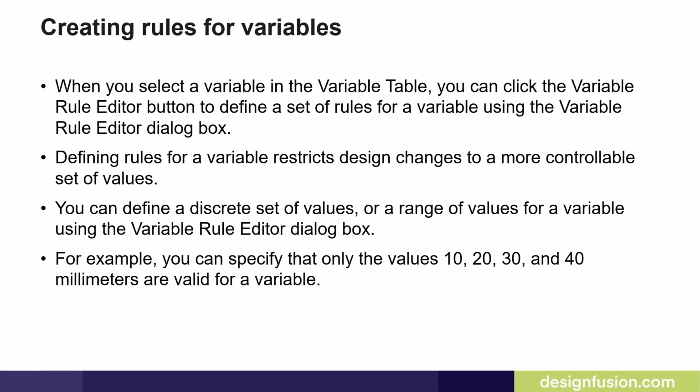When you select a variable in the variable table, you can click the Variable Rule Editor button to define a set of rules for a variable using the Variable Rule Editor dialog box. Defining rules for a variable restricts design changes to a more controllable set of values. You can define a discrete set of values or a range of values for a variable using the Variable Rule Editor dialog box. The slide shows an example of a discrete list of values of 10, 20, 30, and 40 millimeters.